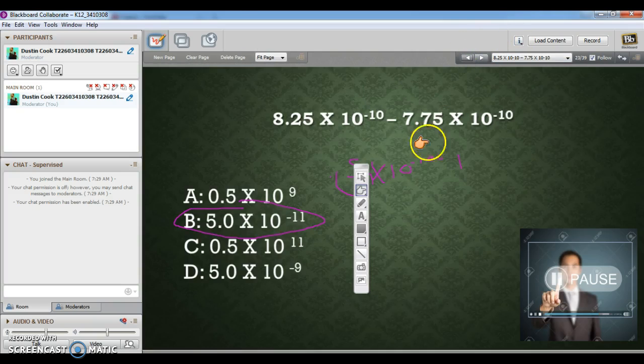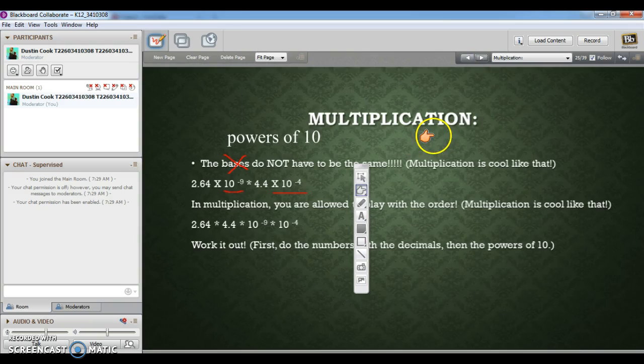On the other hand, with subtraction, the exponent, or the power, must be the same. So in order to do this subtraction problem in scientific notation, these tens must be the same. If this was a -9 and a -4, we couldn't do it without converting these to standard notation. Okay, so just keep that in mind. It's a huge distinction.